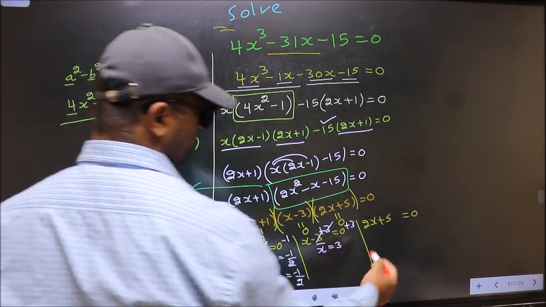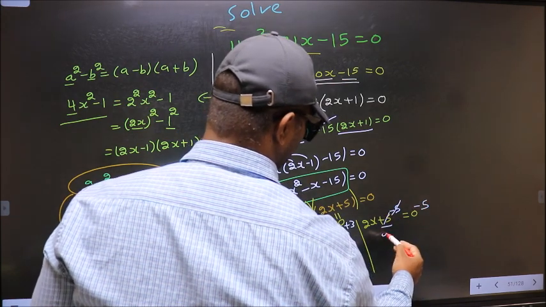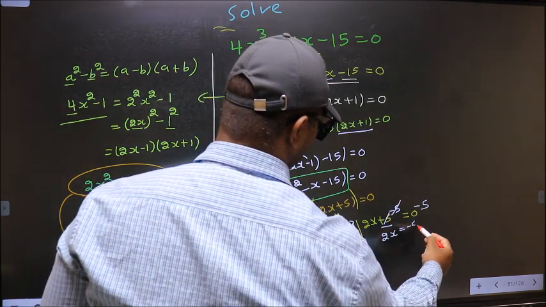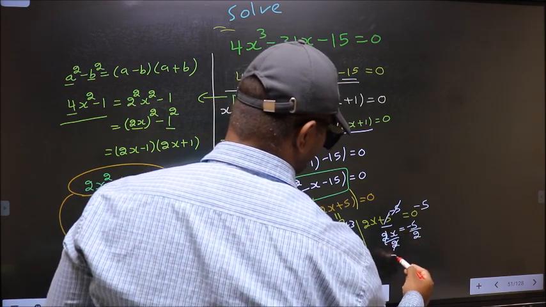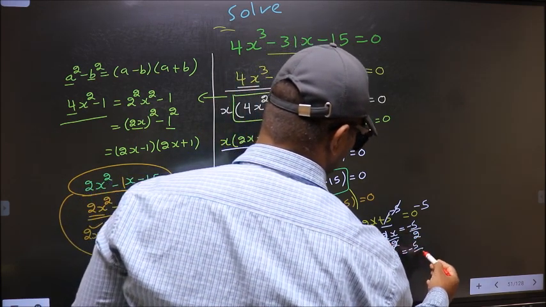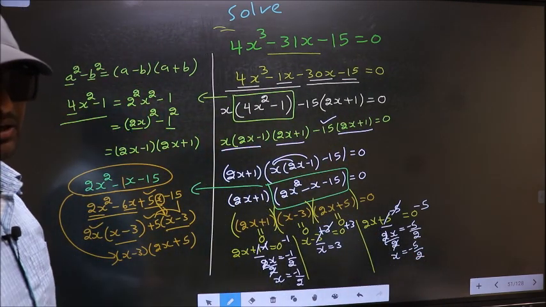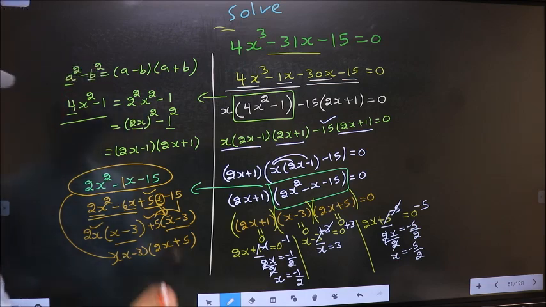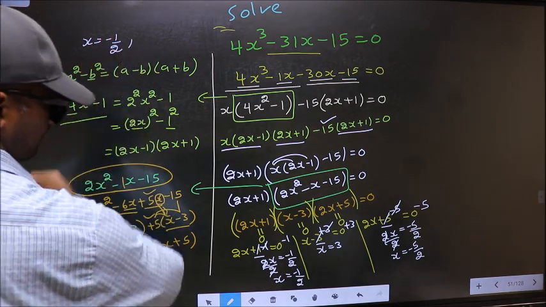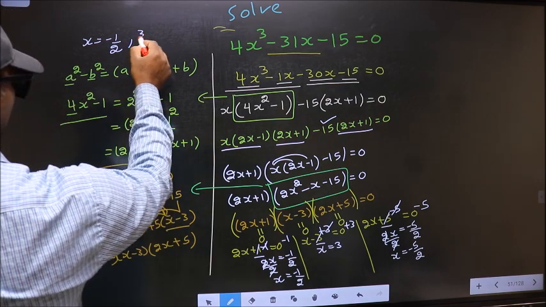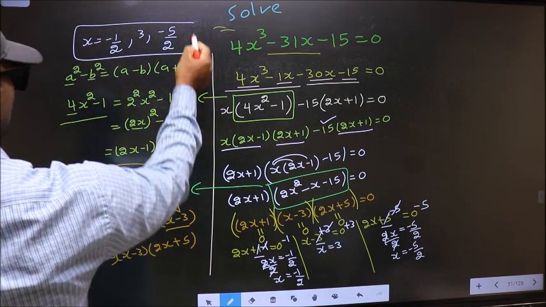Now here I should remove plus 5, so subtract 5. You get 2x equal to minus 5. Now I should remove 2, so divide by 2. You get x equal to minus 5 by 2. So the x values that we got are minus 1 by 2, 3 and minus 5 by 2. This is our answer.